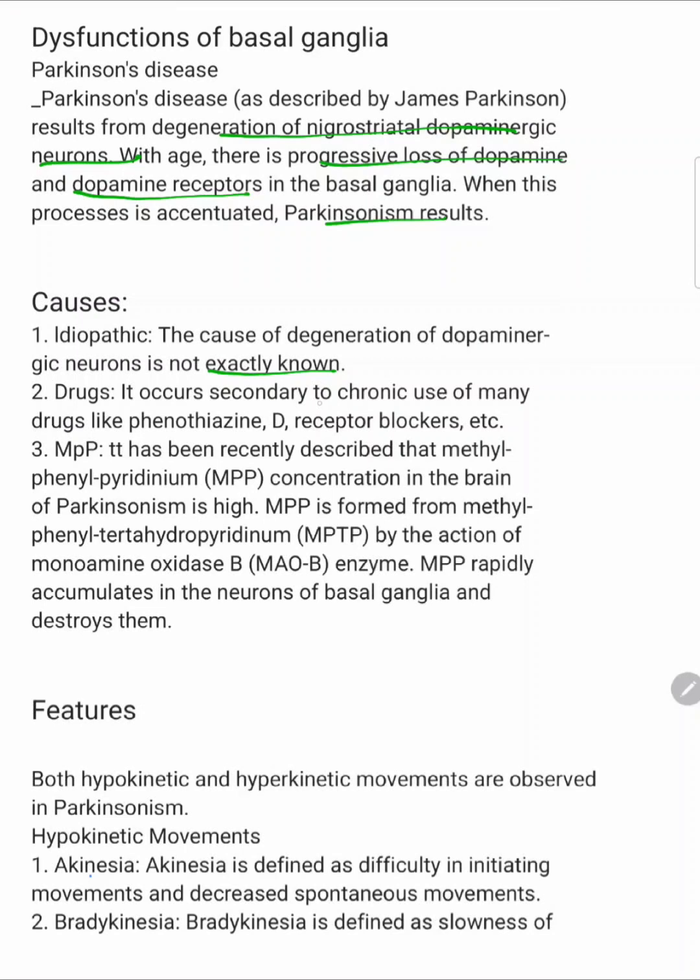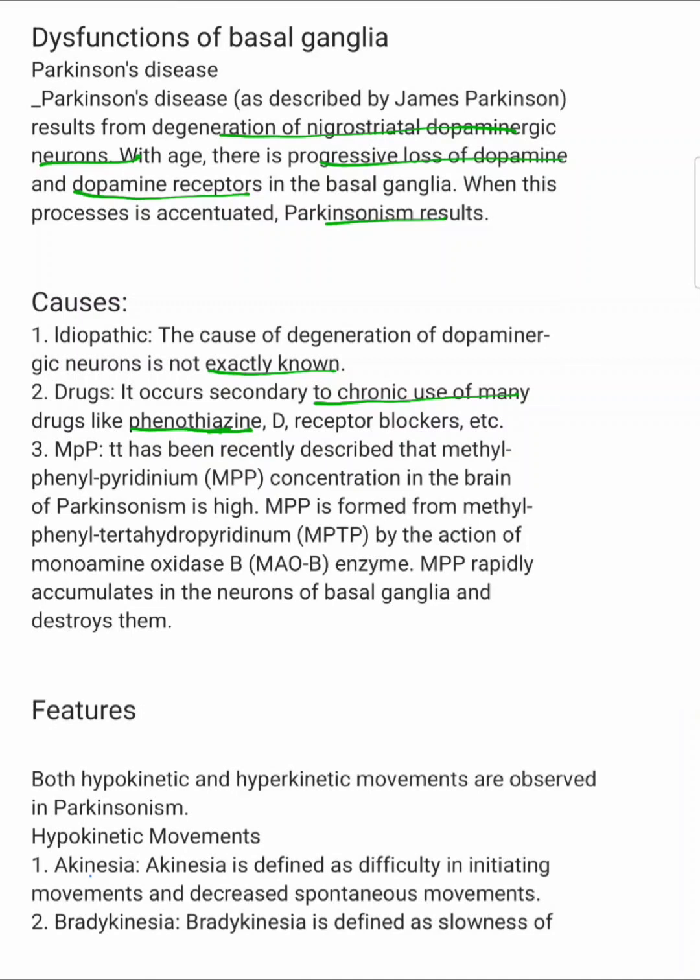See, it occurs secondary to chronic use of many drugs like phenothiazine, D2 receptor blockers, etc. Some people use these drugs, and in those people also Parkinson's disease is observed. So some are thinking that the use of these drugs may cause Parkinson's disease.